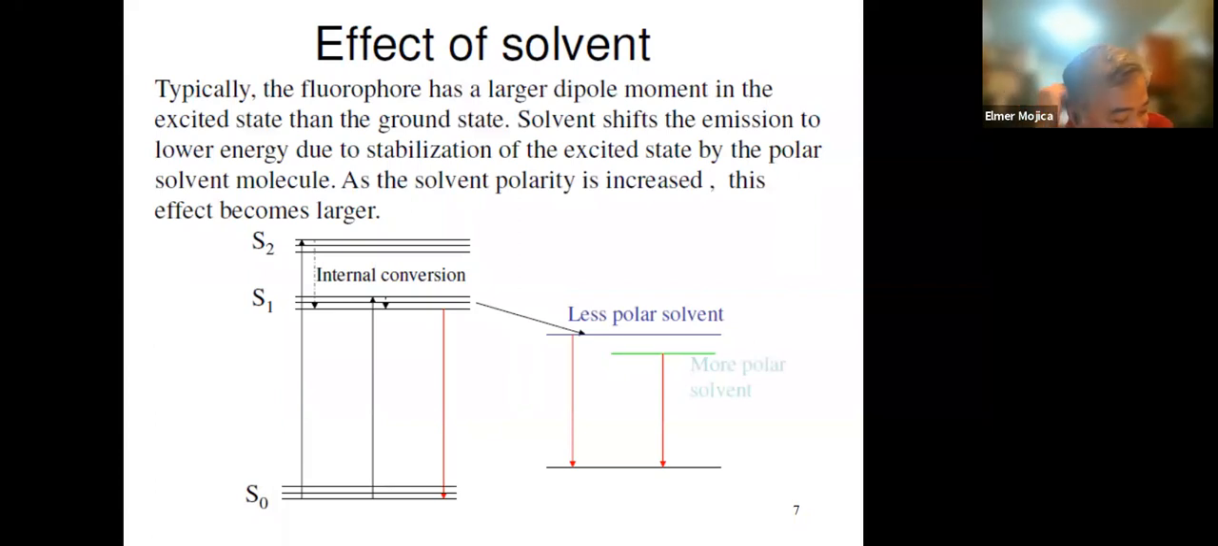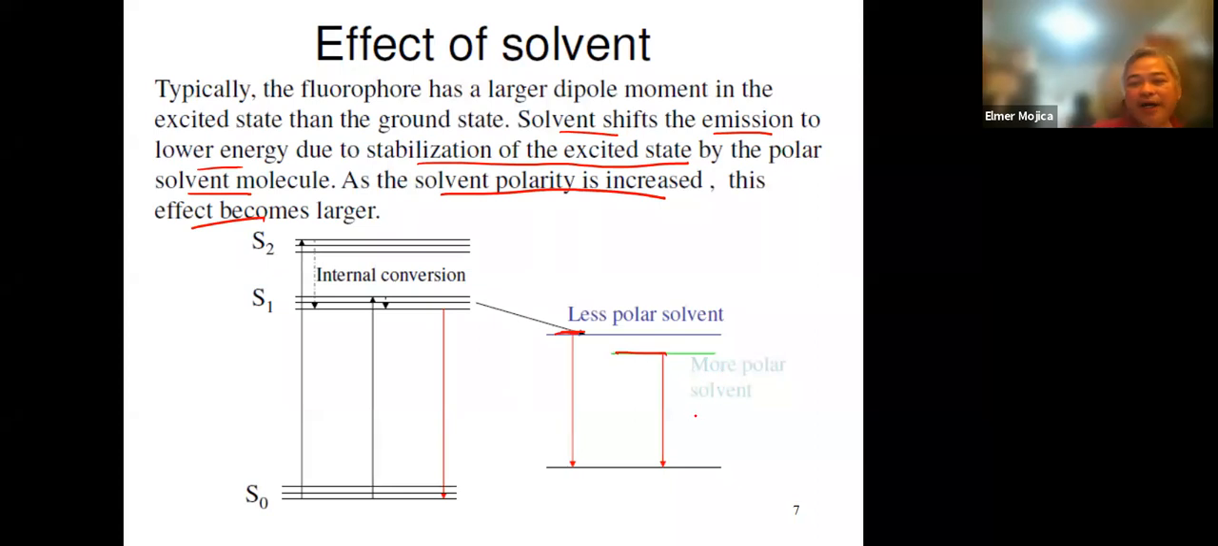So typically, the fluorophore has a larger dipole moment in the excited state than the ground state. So the solvent would shift the emission to lower energy due to the stabilization of the excited state by the polar solvent molecule. So naapektuhan kapag nasa excited state na siya. So what happened? As the solvent polarity increases, the effect becomes larger. So the less polar solvent kita nyo dito, more polar solvent kita nyo, mas mababa.